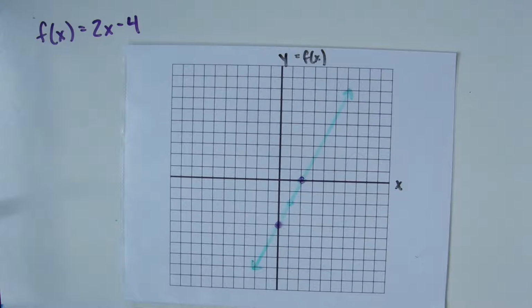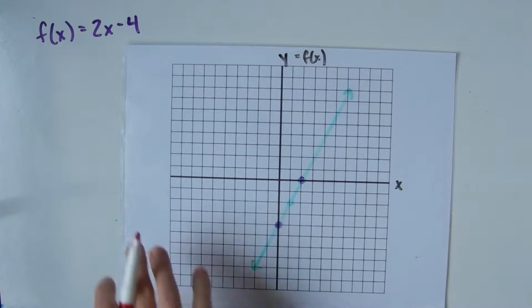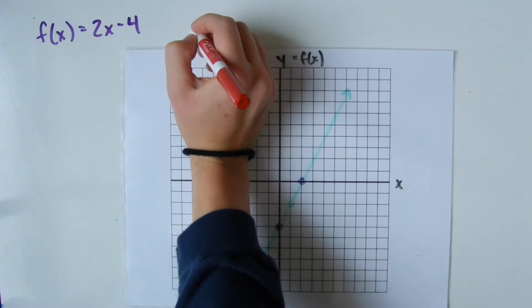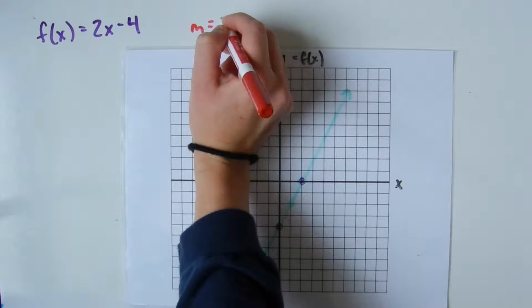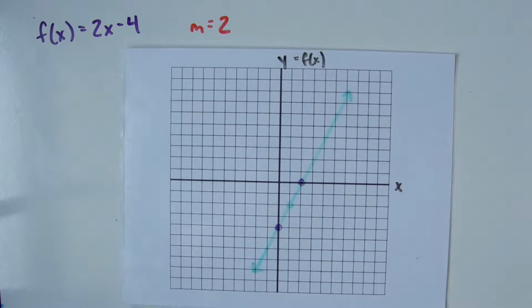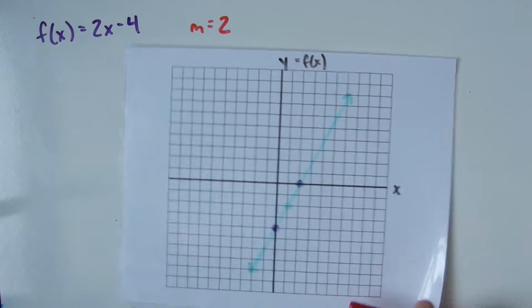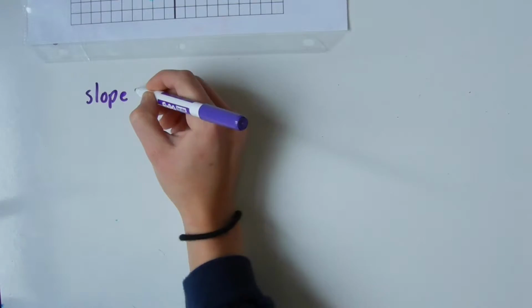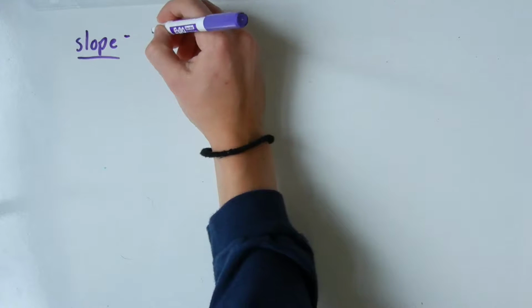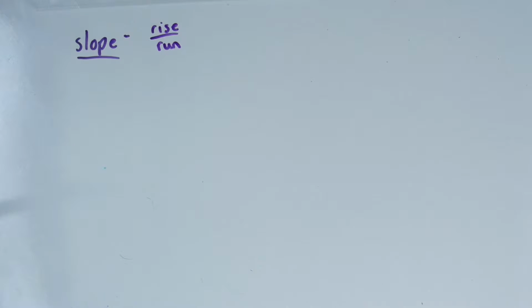In this video, we're going to go over slope, and we're going to use the example from the previous video where the slope was equal to a positive 2. But for now, let's go over the definition of slope. Slope is often known as the rise over the run.